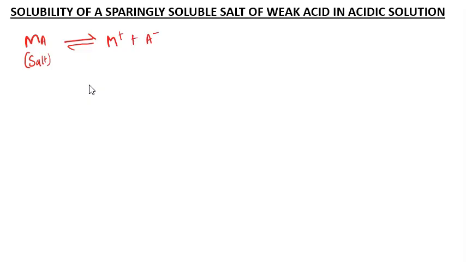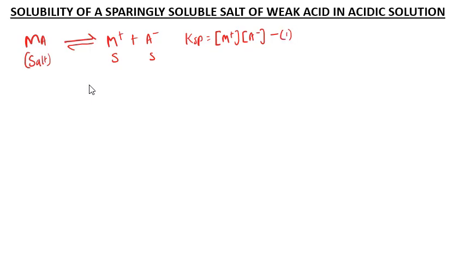Assume that the solubility of the salt is S, then obviously the molar concentrations of M+ and A- will be S and S. Now, if that is the case, then we can write the Ksp also. Ksp, that is the solubility product, is equal to the concentration of M+ times the concentration of A-. So this is our equation number 1.